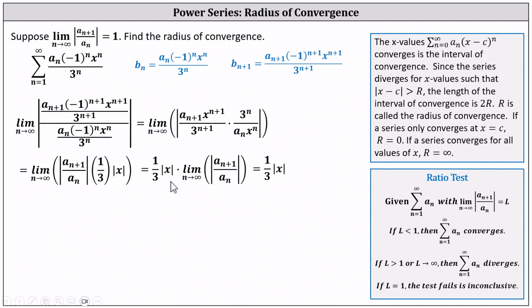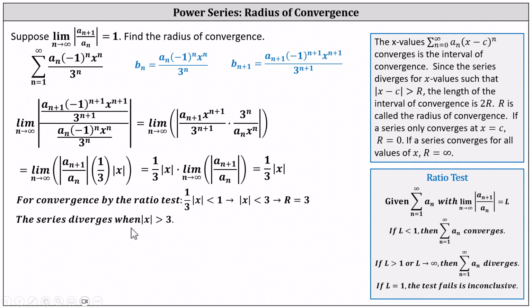From here, we know for convergence by the ratio test, the limit value must be less than 1, which gives us the inequality 1/3 times the absolute value of x less than 1. Solving for the absolute value of x, we have the absolute value of x is less than 3, which indicates the radius of convergence equals 3. This also indicates the series diverges when the absolute value of x is greater than 3.